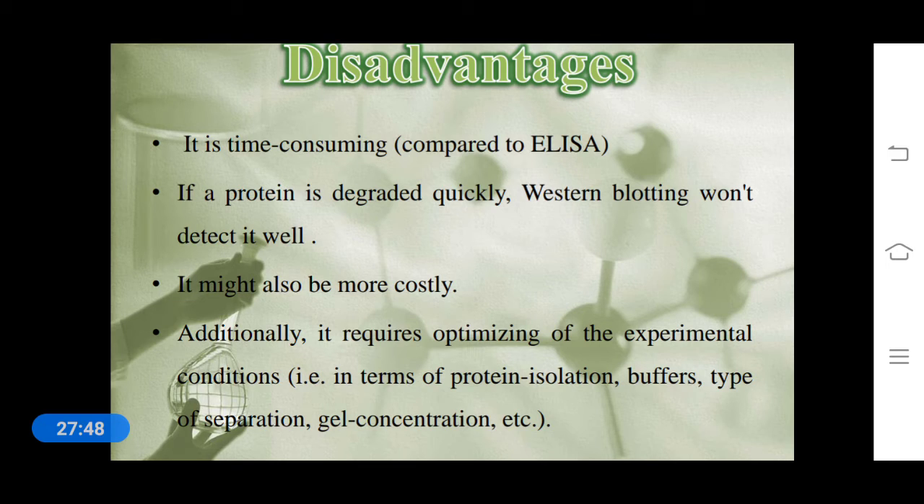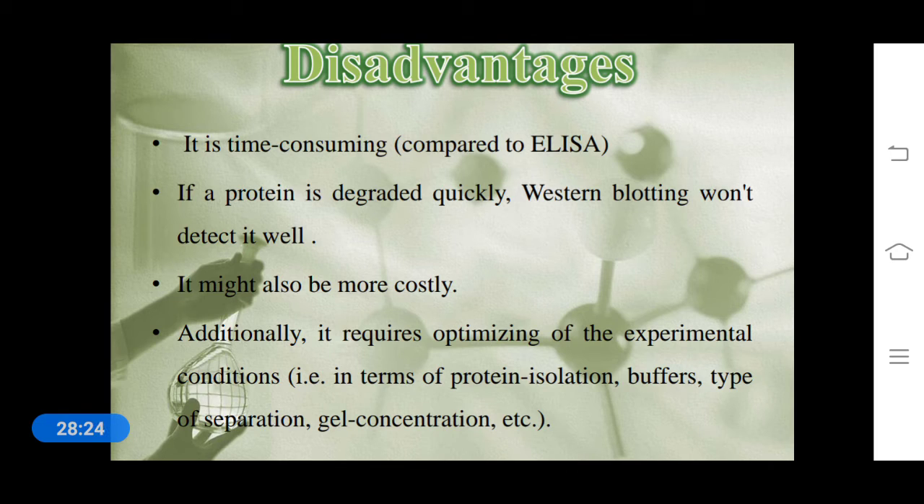If protein degradation is quick, that means if the protein that we are going to use in the Western blot will be degraded fast, then Western blotting won't detect that particular protein, because the Western blotting process will take a long period of time. Before the action of Western blotting, this protein will be degraded, so there will be no result at all. And it is also costly.